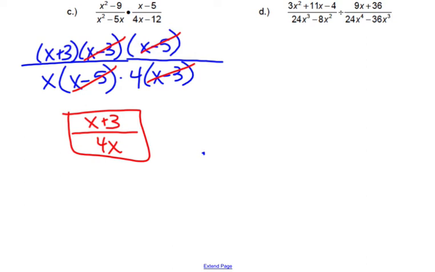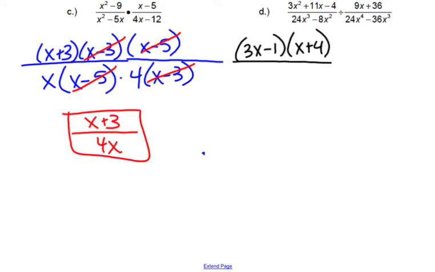And lastly for these, now I have two rational expressions that are being divided. Let's start with our numerator first. My 3x squared plus 11x minus 4. Well, that's going to factor out to 3x minus 1 times x plus 4.